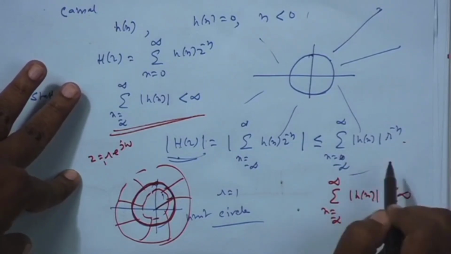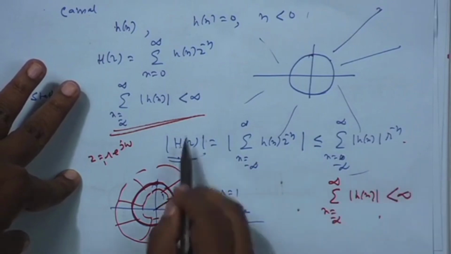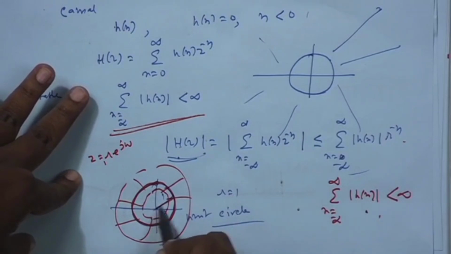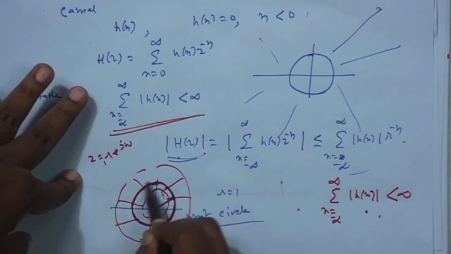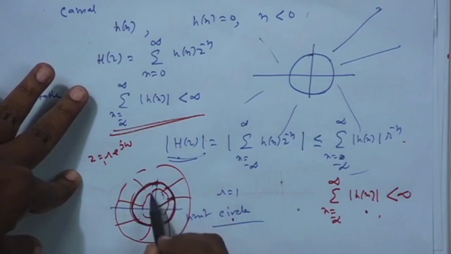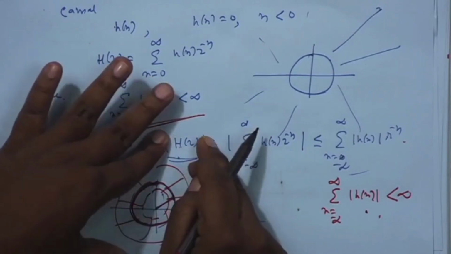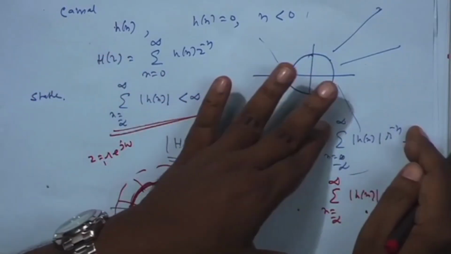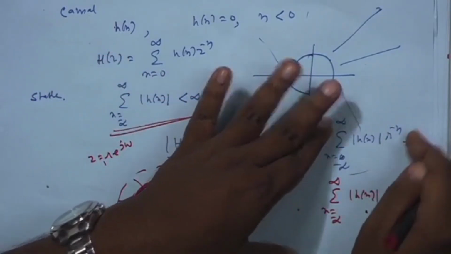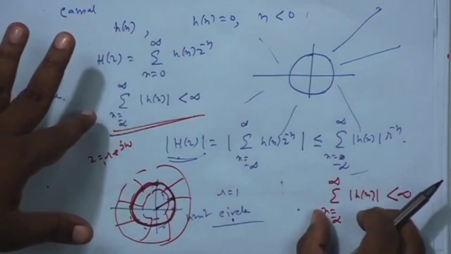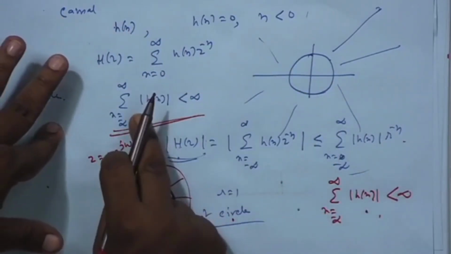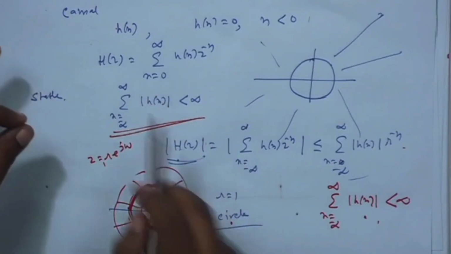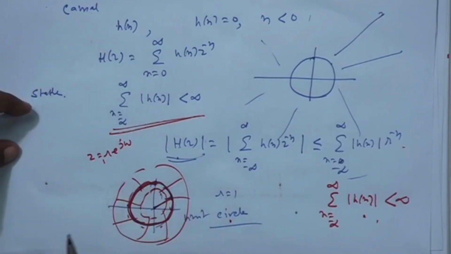Now, I say, suppose r equal to 1 is part of that ROC. If r equal to 1, this summation becomes this, but r equal to 1 means in the z plane, it is a circle of radius 1, which is called the unit circle. So, if the unit circle is part of the ROC of H(z), that means on the unit circle this will be finite, and on the unit circle r is 1. So, this condition and this condition are the same. Therefore, the system will be stable if the ROC of H(z) includes the unit circle.